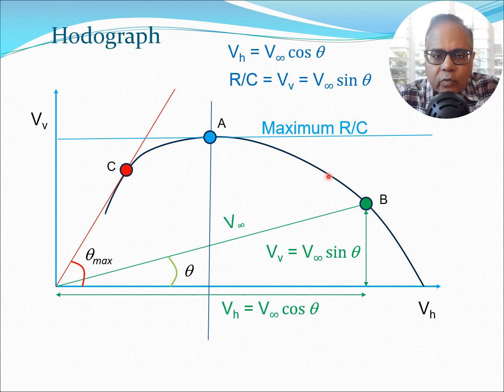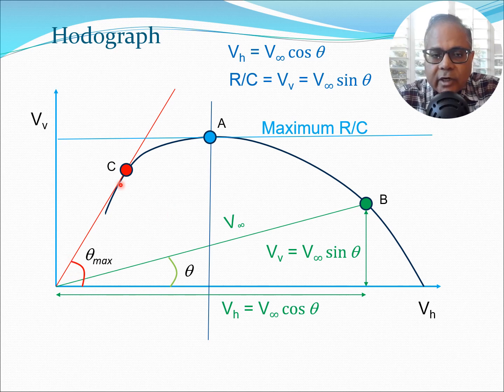Now if you keep moving, you will reach a certain value here, and this value corresponds to the maximum rate of climb, because do remember that rate of climb is the same as Vv, and Vv is a maximum here. So the point A corresponds to the maximum rate of climb, and then if you keep going down, there's a certain point C here, and this corresponds to the value of theta which is maximum. So this is the maximum angle of climb.